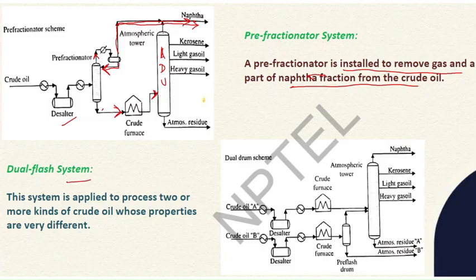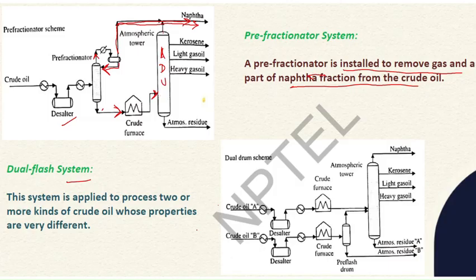What happens in the dual flash system? It is basically used to process two different kinds of crude oil. So basically, if two or multiple types of crude oils are available, what are the different types? Basically, different proportions, meaning different compositions of crude oils. Different composition mainly refers to the presence of different amounts of sulfur in two different samples of crude oil.